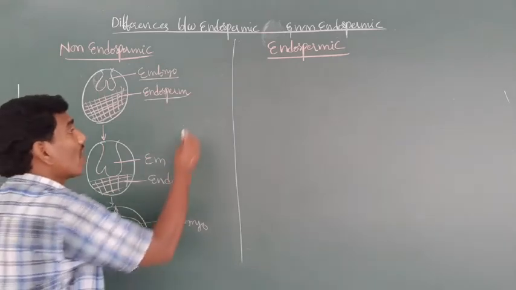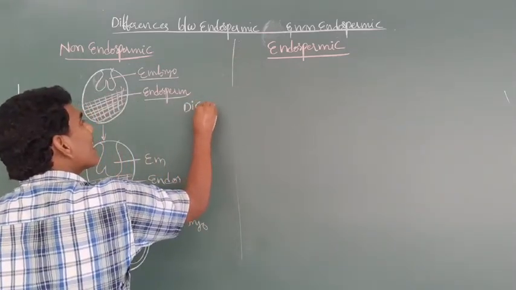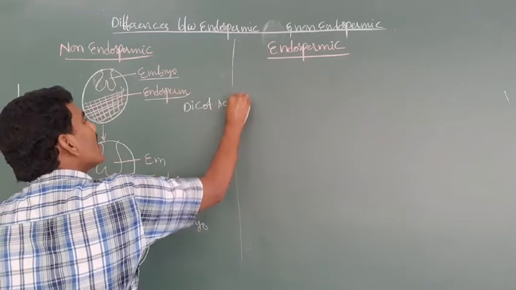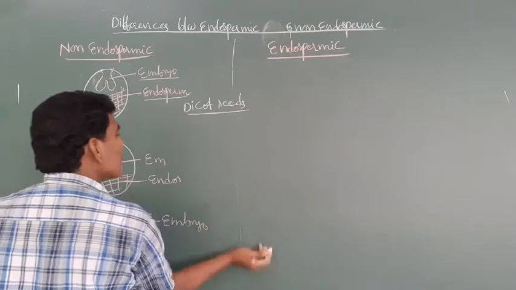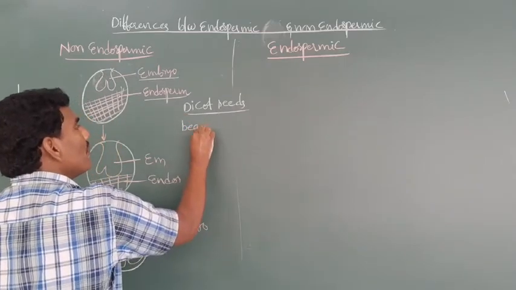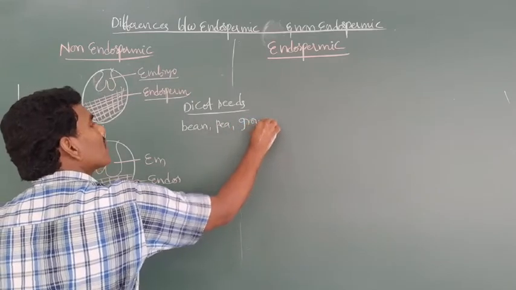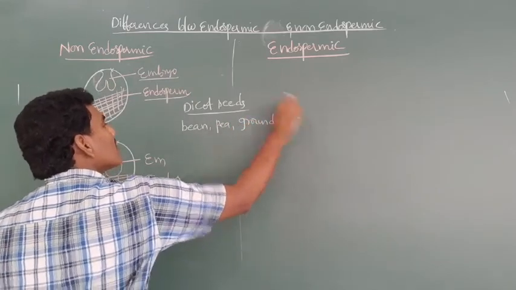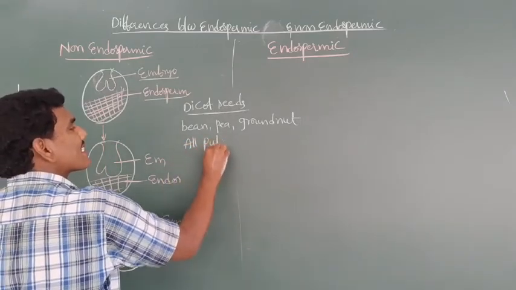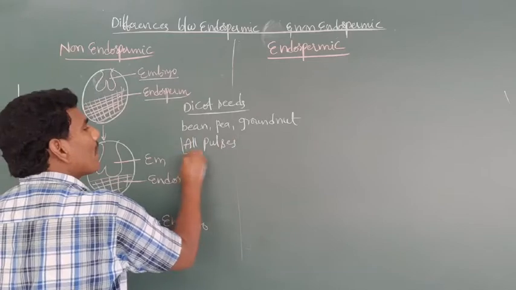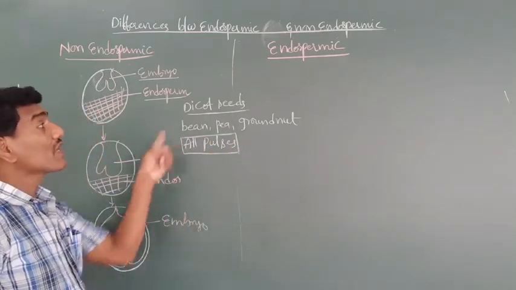These are non-endospermic dicot seeds. Examples of dicot seeds are pea, groundnut, and all pulses. These are non-endospermic dicot seeds.